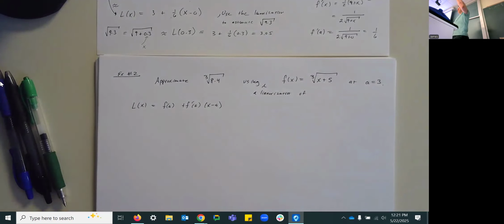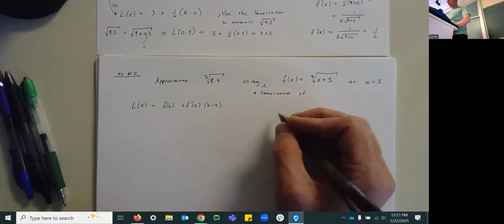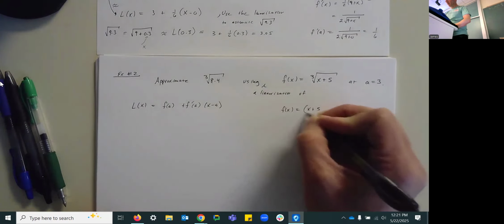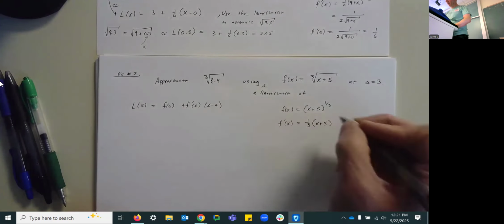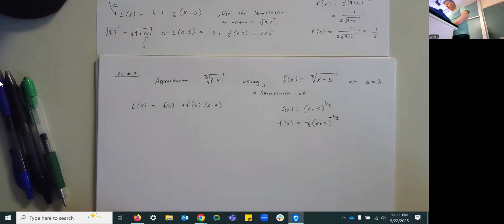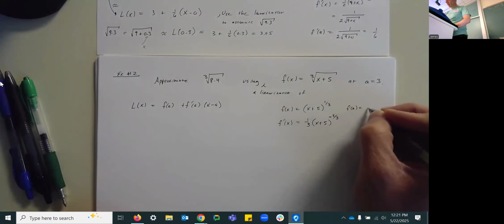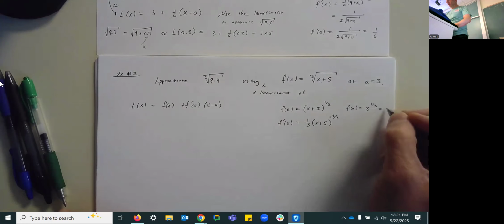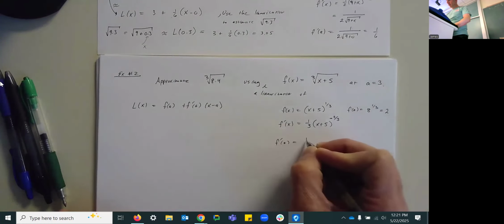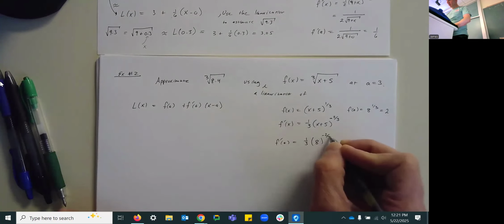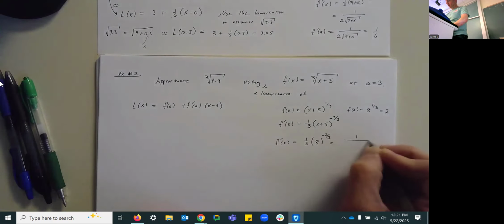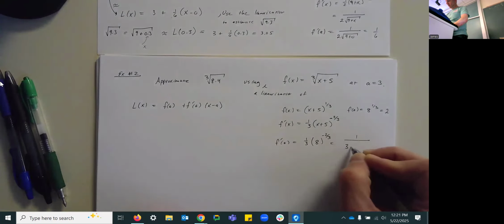So after we've identified the function and the a value, we can write the linearization. Let's find the derivative first. Our function is x plus 5 to the 1/3 power. Our derivative is 1/3 times x plus 5 to the 1/3 minus 1, which is negative 2/3, and then we multiply by the derivative inside, which is 1. Then f of a is 3 plus 5 to the 1/3 power, or the cube root of 8, which is 2. And f prime of a is 1/3 times 3 plus 5 to the negative 2/3 power. I would rather think of this as 1 over 3 times 8 to the positive 2/3. That's 1 over 3 times the cube root of 8, which is 2, but I still have to square it. So it's 1 over 3 times 4, which is 1 over 12.